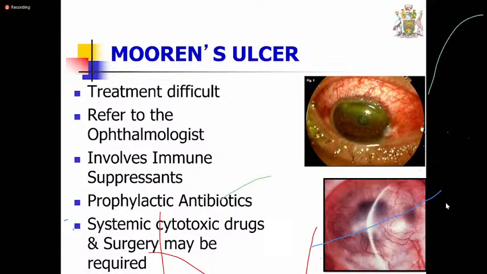This is a case of a patient whose Mooren's completely damaged the cornea. Now the cornea is covered with scarring and blood vessels.